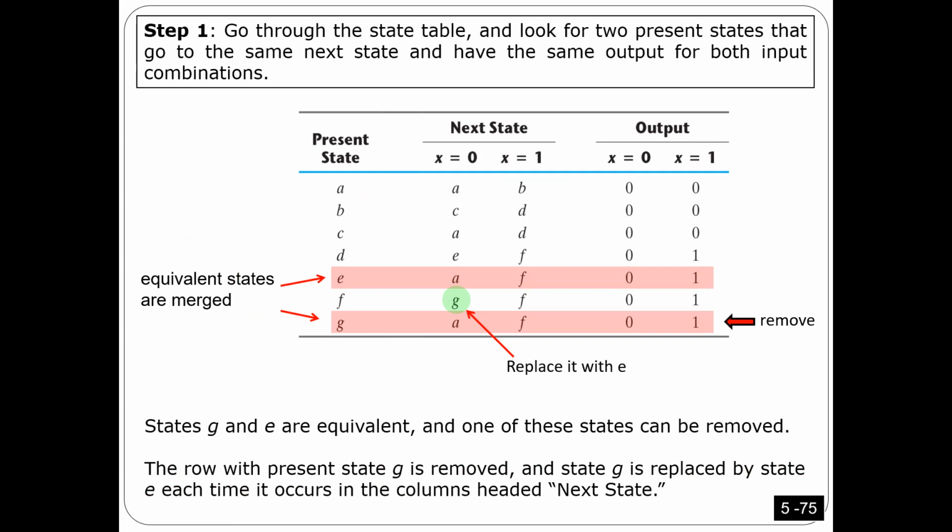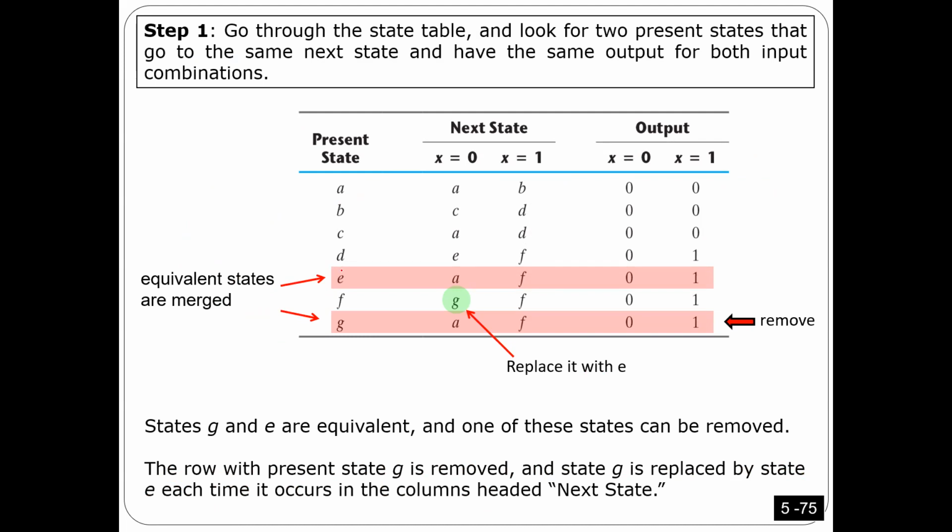So if you look at this state and this state, I can see they are doing the same thing. How? If you look at the rest here, they are exactly the same. So this is A, F, 0, 0, 1, 1. So they are the same. Okay, and they are behaving the same.